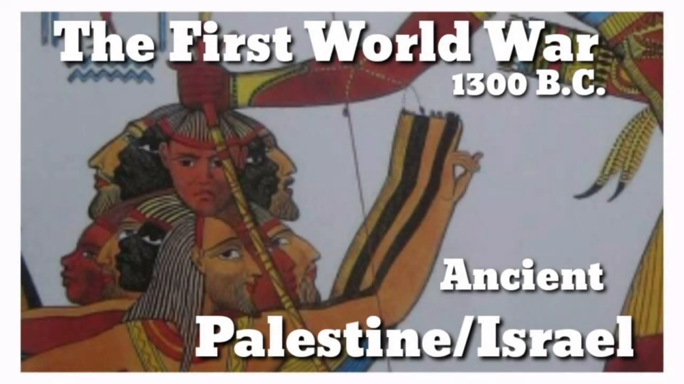The name of this episode is Did the First World War Happen in 1300 BC in Ancient Palestine, Israel? I mean, a World War Zero in ancient times. An event that caused an international conflict, actually foreshadowing the Third World War in our time. A conflict that involved many nations come together to do battle in ancient Israel, Palestine.